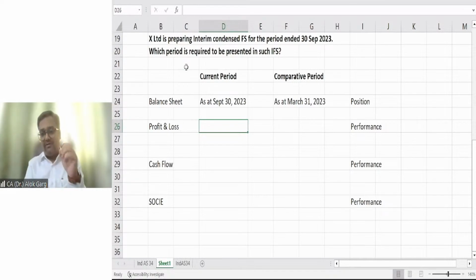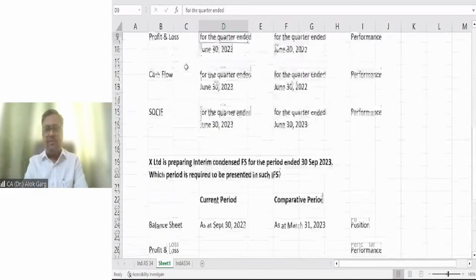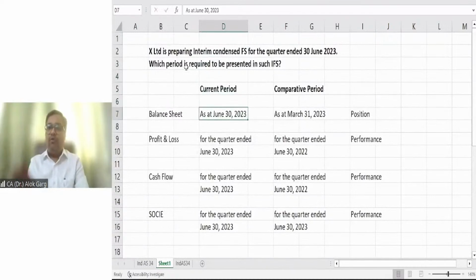If I talk about the first quarter, June, for the quarter means for the period and year to date is same. In the June, if someone will say what is the period of year to date, it is 3 months only. And what is the period for the quarter? It is 3 months only. But for September, year to date is 6 months. And for the quarter is 3 months, right?